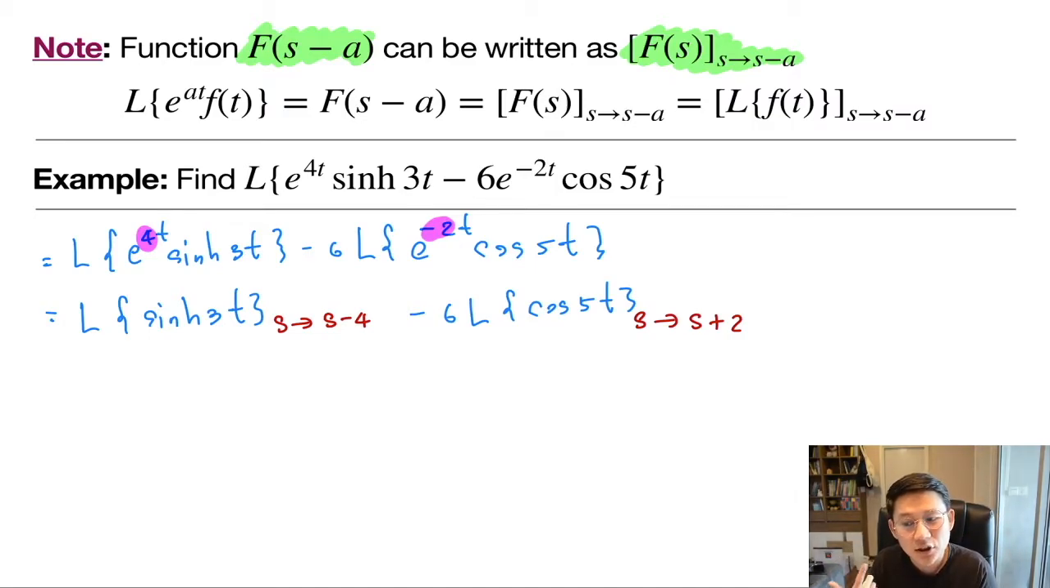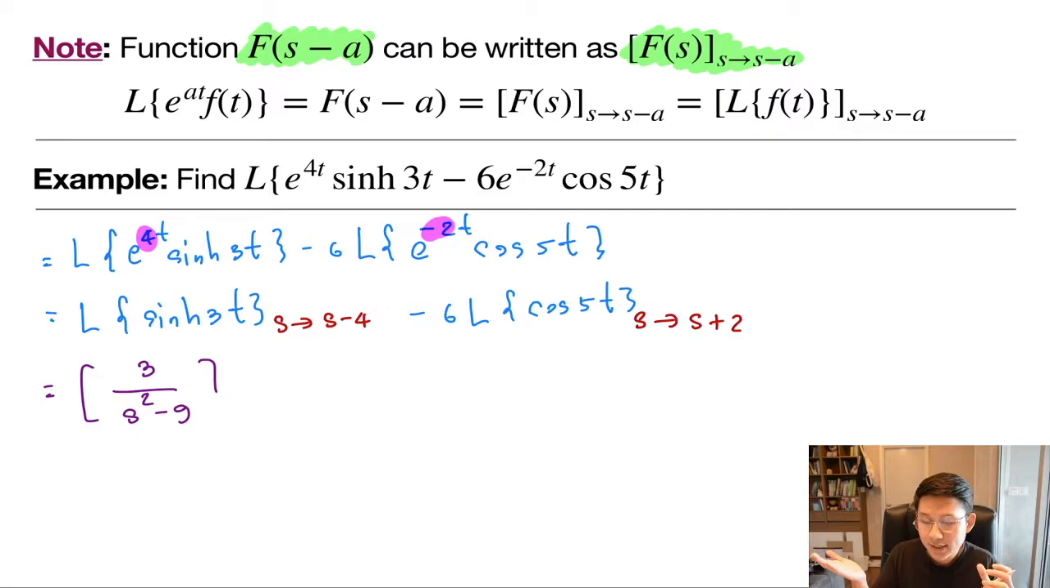And the Laplace transform of sine 3t is, what is it? If you don't remember, go back to the formula. And the formula is 3 divided by s squared minus 9. Okay, 3 divided by s squared minus 9. And here, you just change s to s minus 4.